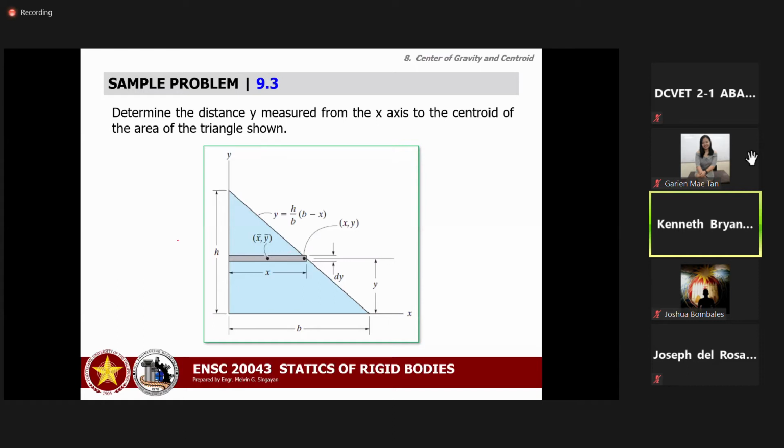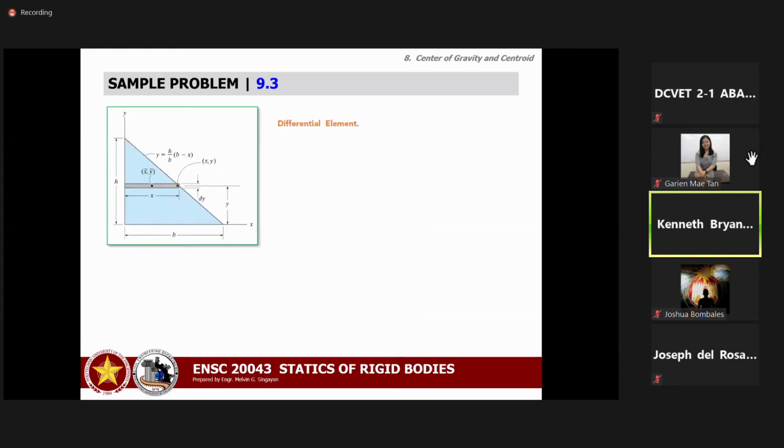Now we'll choose a differential element. In this example, choose a rectangular strip. If this point is an arbitrary point x and y, then the base of this rectangular strip is x and the height is dy. Then, area and moment arms. For the area dA, that's the area of the rectangle, which is equal to x times dy.